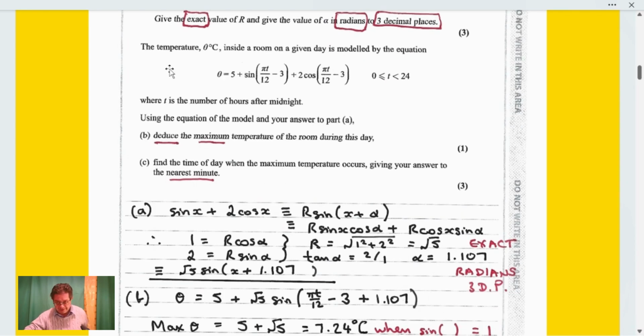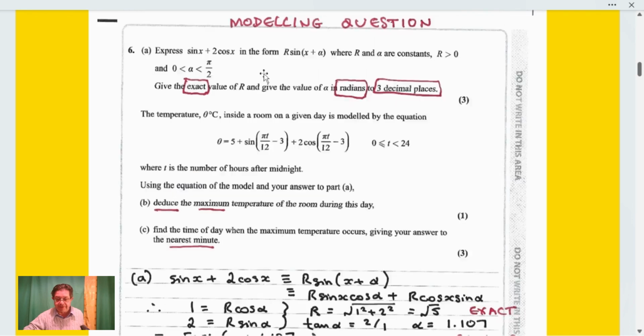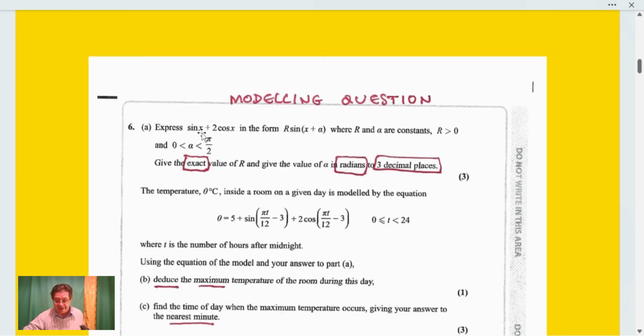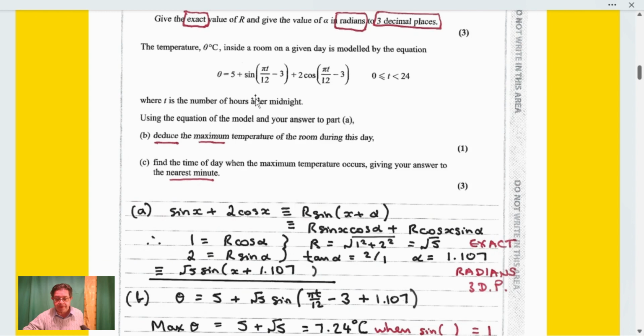Next part, this is where the modelling comes in. The temperature theta degrees C inside a room is given by this equation. So this is very similar to part A. We have a 5 plus, and then we have sine of something, add 2 cos of the same thing. So that in brackets is the x from the first part. Using the equation of the model and your answer to part A, deduce the maximum temperature of the room during the day.